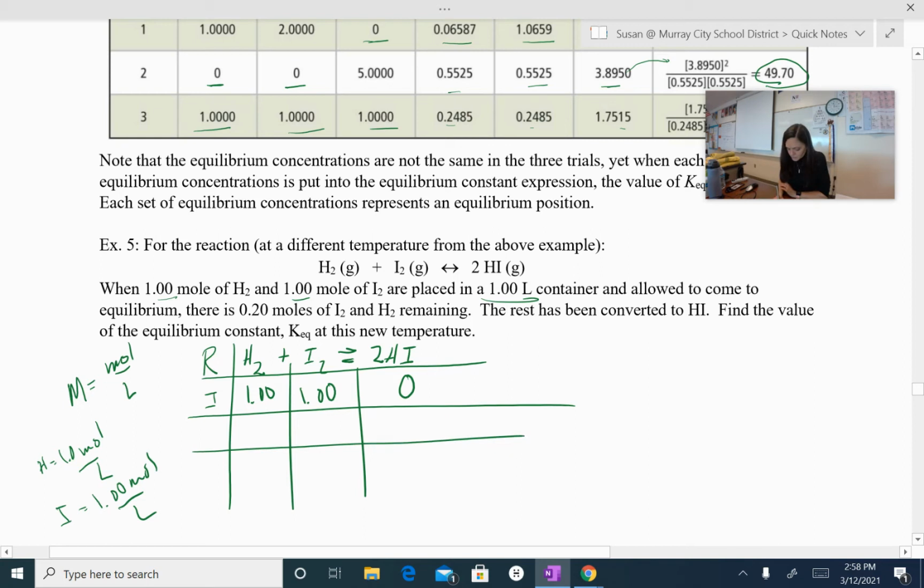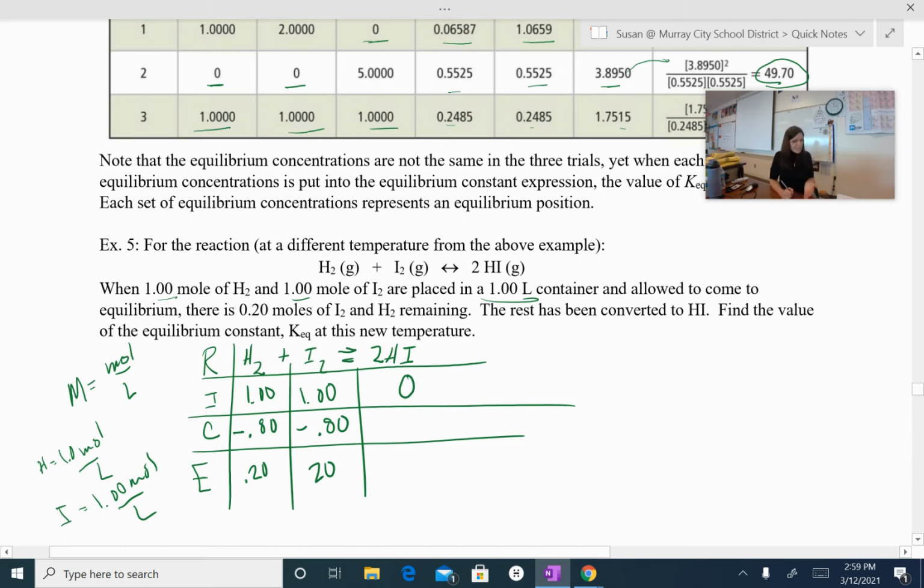Okay, change. Here's my change. So I know that these go down, right? I am given my equilibrium concentration. So my equilibrium concentration is 0.2 moles in that 1 liter container. So I know it's 0.2 molar. So how much did I lose? What's the difference between 0.2 and 1? Isn't it 0.8? So that means that my change here was negative 0.8.